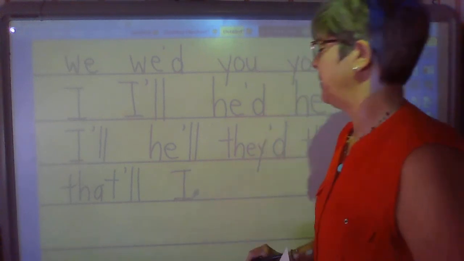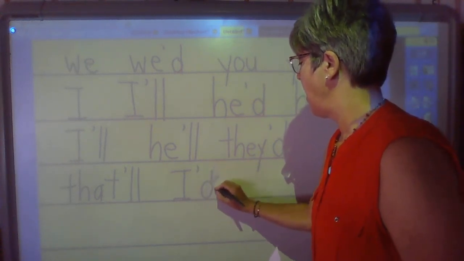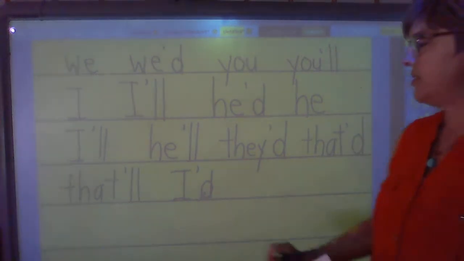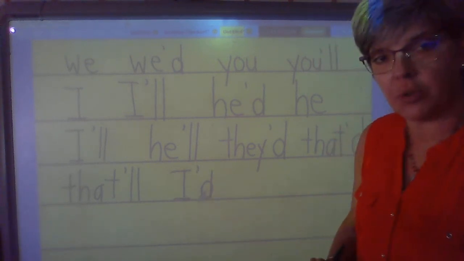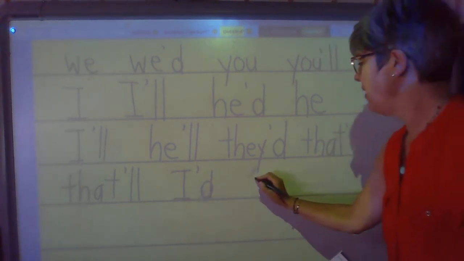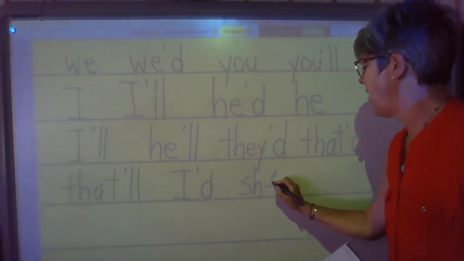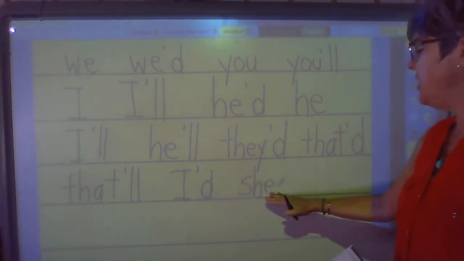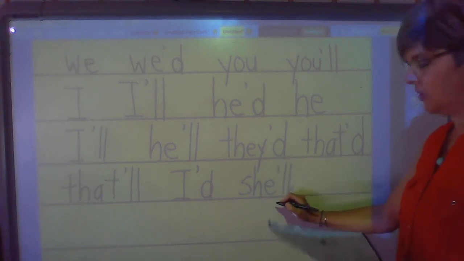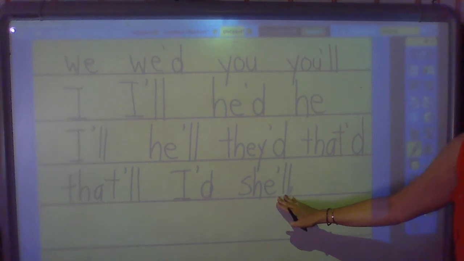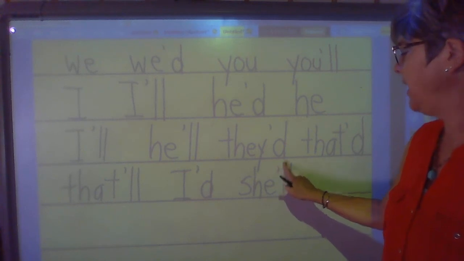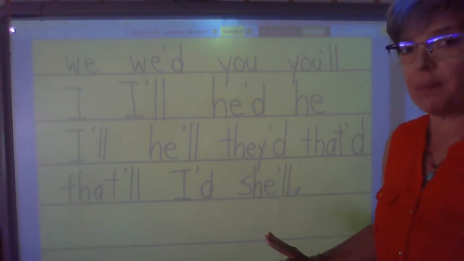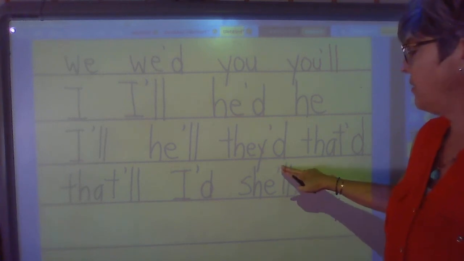Sound, I, blend and hold. I'd. This is a contraction that means I would. I'd love to see you. And I really would. Sound, sh, sound, e, blend and hold. She'll. This is a contraction that means she will. Here's our word she. Here's our apostrophe. Here's our LL. We dropped the W and I from the word will. So the apostrophe always goes in place of the letters that are dropped.